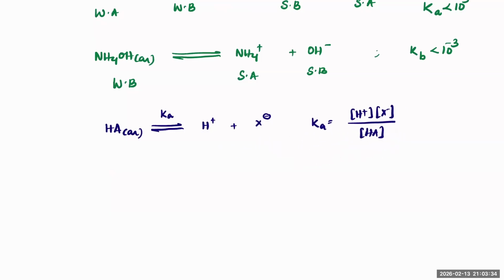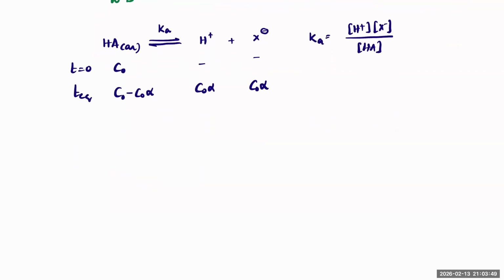And if we consider this happening initially at C0 concentration, and as it reaches equilibrium, there is some small amount of dissociation which I can write in terms of alpha. I'm sure everybody understands how to figure out and write the alpha value. Alpha is called the degree of ionization or dissociation.